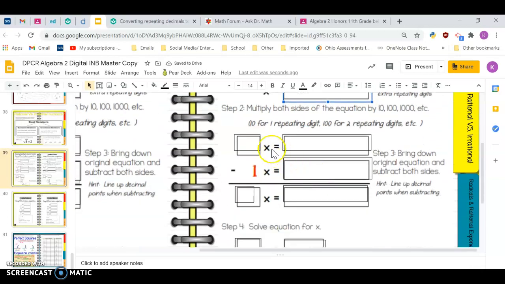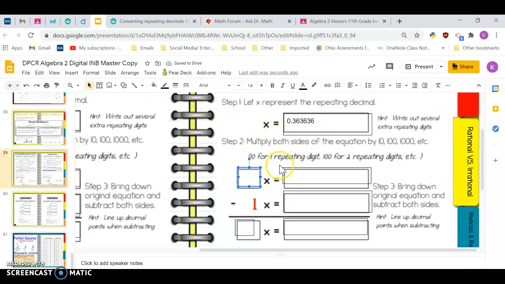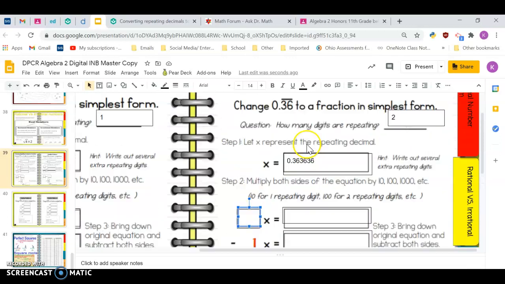Now, what I'm going to do is, just like how we manipulated that x in the previous equation, we're going to do the same thing here. So I'm going to multiply this x and this 0.36 repeating by whatever the place value is of that repeating digit. So we got 3, we got 6. So that means that the place value for this would be 100. So I'm going to multiply this x by 100 and the other repeating decimal by 100 also.